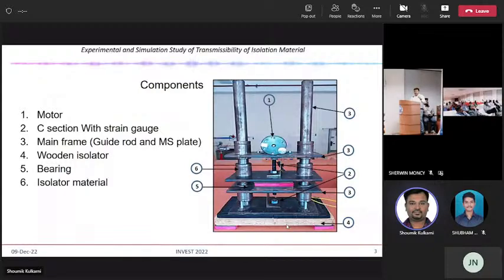So what we did, we varied two things: one is angular velocity and one is the mass. By changing both, we get different sets of forces which we applied, and we tested our two vibration isolator materials. You will see at number 6, that pink material is the vibration isolation material. At that position, we will change rubber and put cork to check its value.